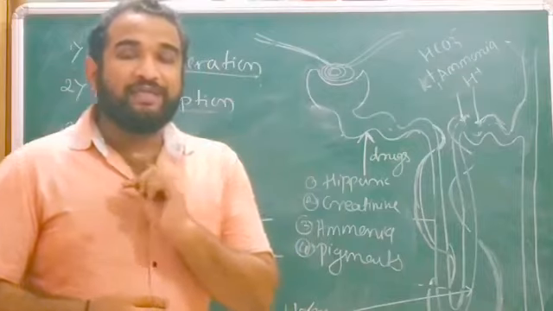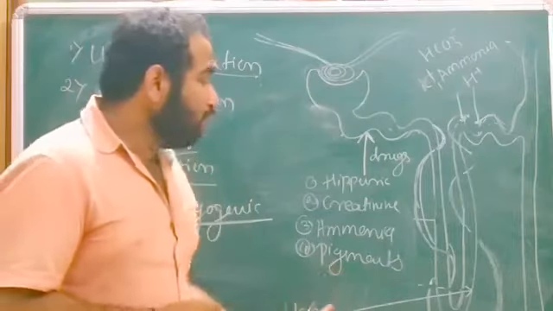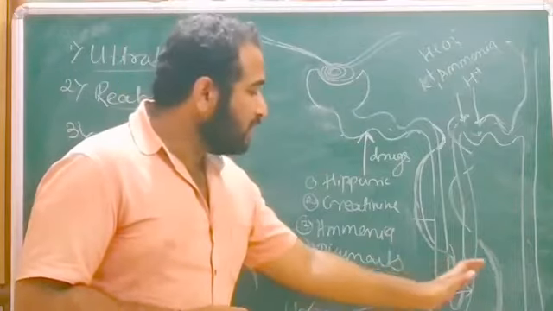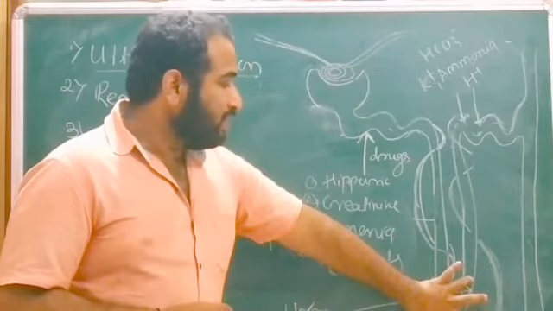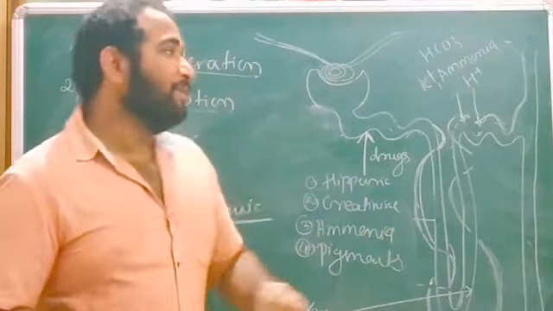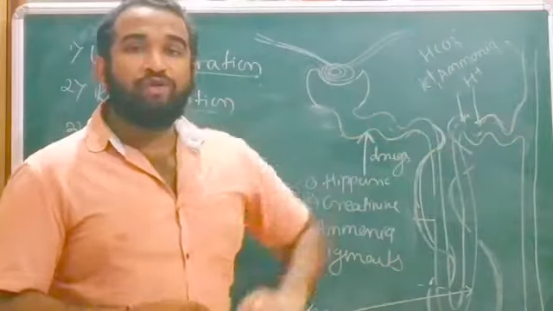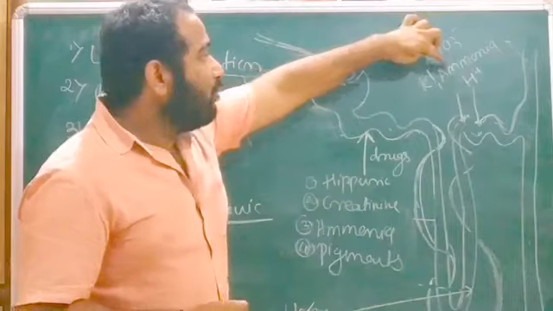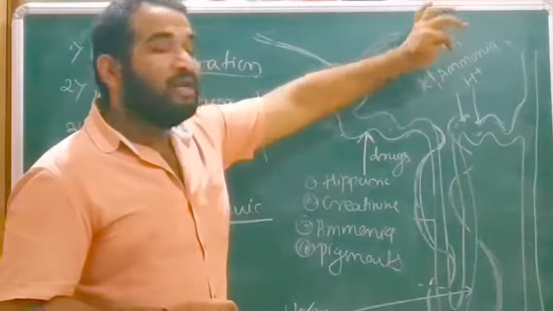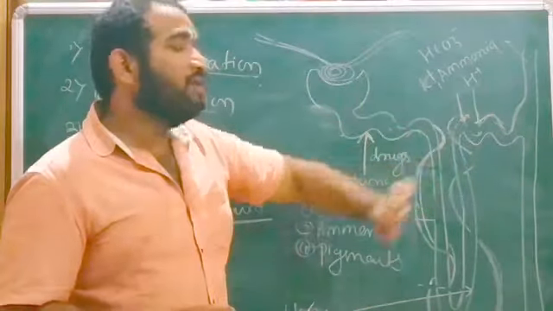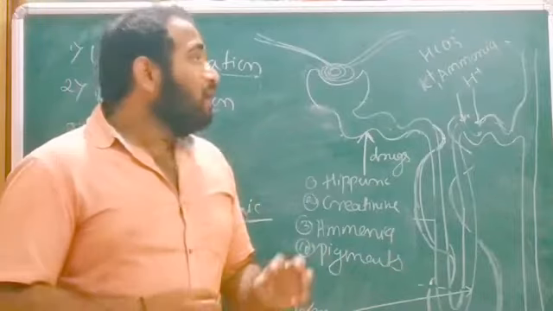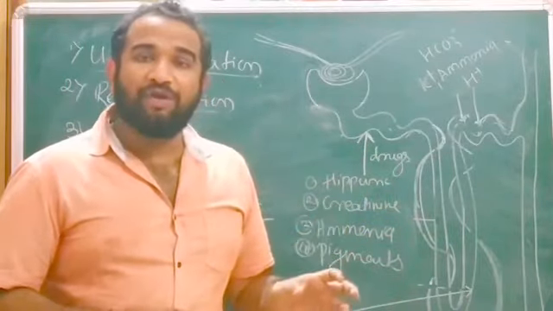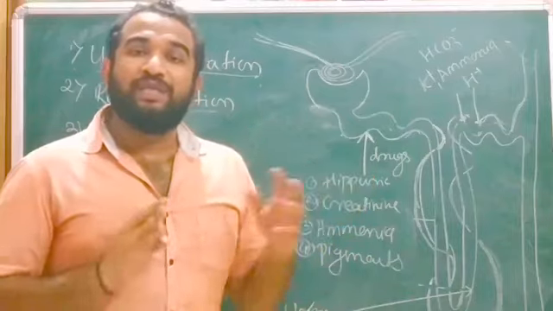In the thin part of the ascending loop of Henle, urea is secreted. That is, the urea from the interstitial space is secreted into the ascending loop of Henle. Next, in the distal convoluted tubule, what is secreted? Bicarbonate ions, ammonia ions, then potassium and hydrogen ions are also secreted. Ions like potassium, hydrogen and bicarbonate ions are secreted in the PCT and DCT.